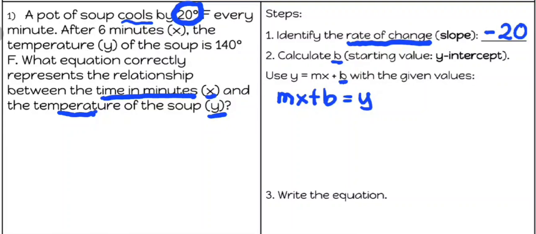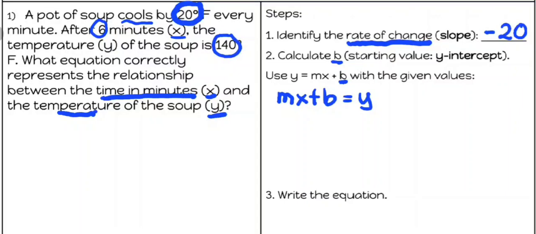So now we are going to plug in the given values. Using the second sentence, after 6 minutes, that's our x. The temperature y of the soup is 140 degrees Fahrenheit. So we're going to plug in this 6 and 140 to our slope-intercept form.